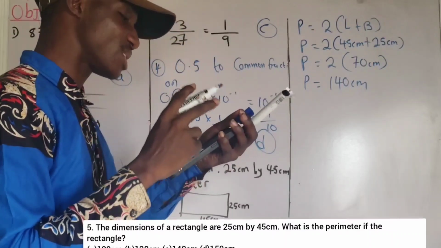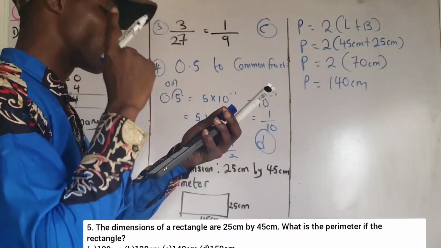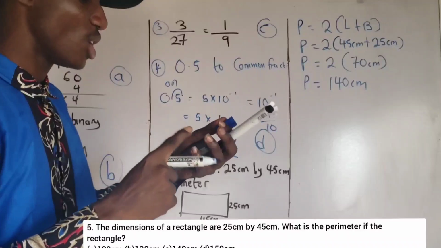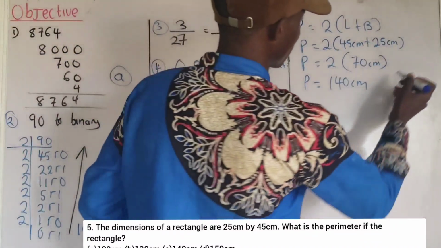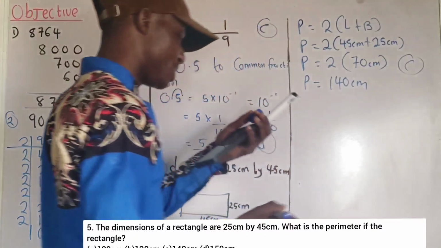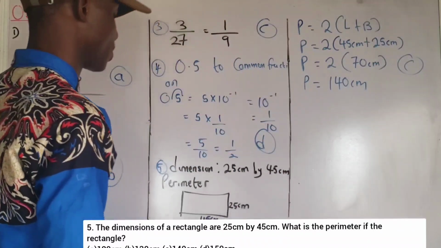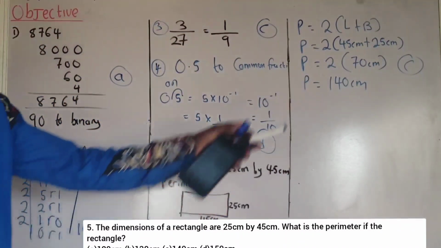Option A says 120 centimeter, incorrect. Option B 130 centimeter, incorrect. Option C 140 centimeter. 140 centimeter is correct. That's the right option, option C. And option D, we have 150. That is not correct. I'm very sure you understood how I got 140.